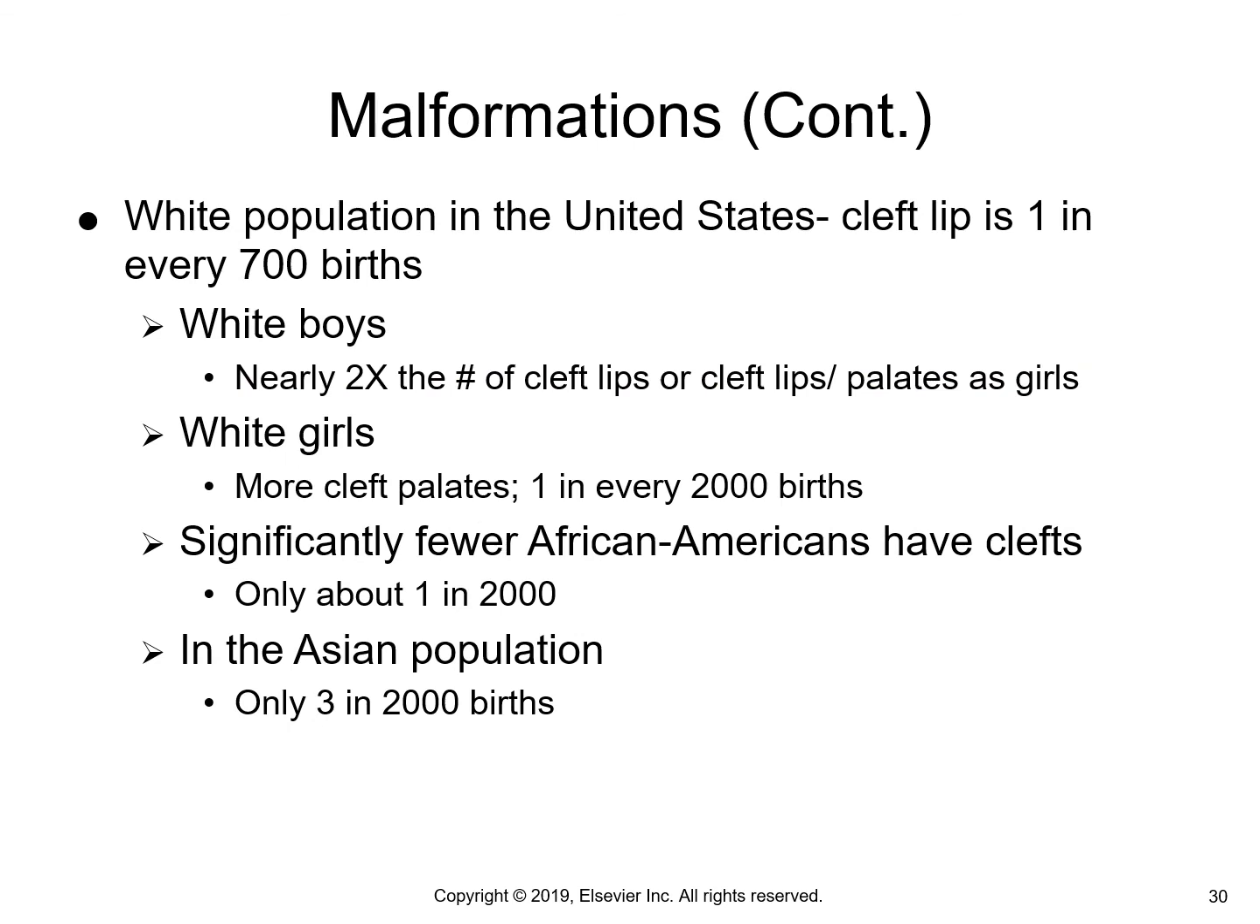In the white population in the United States, cleft lip occurs in 1 in 700 births. White boys have nearly 2 times the number of cleft lip and cleft palate as girls. White girls have more cleft palates, with 1 in every 2,000 births. And there are significantly fewer African Americans that have clefts, only about 1 in 2,000. And in the Asian population, only 3 in 2,000 births do we see clefting.